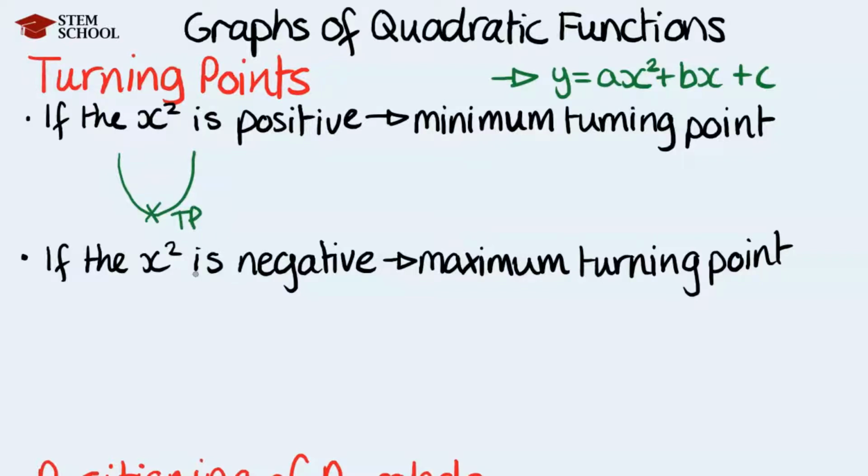Now the other scenario is if the x squared term in the quadratic equation is actually negative. In that case, what we have is a maximum turning point. So the parabola will be shaped just like this, okay? The turning point in this case will be here, TP for turning point. So the way to think about it is a positive x squared, we have a happy parabola, and if the x squared is negative, we have an unhappy parabola just like that, okay?